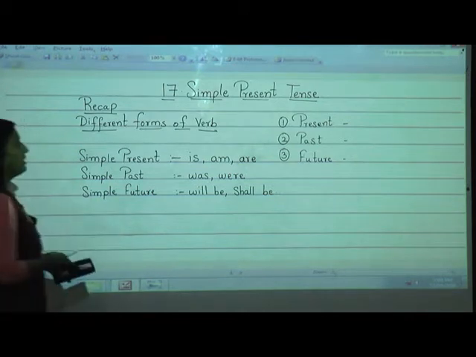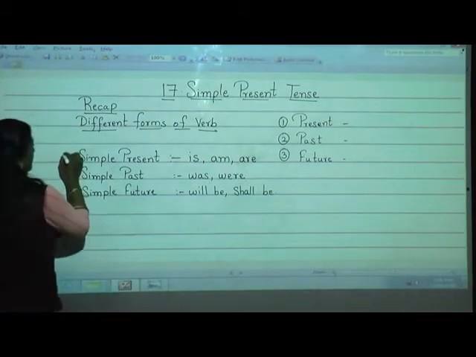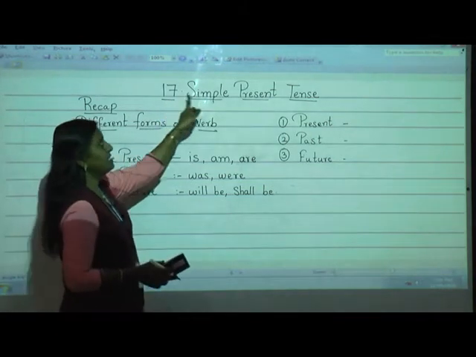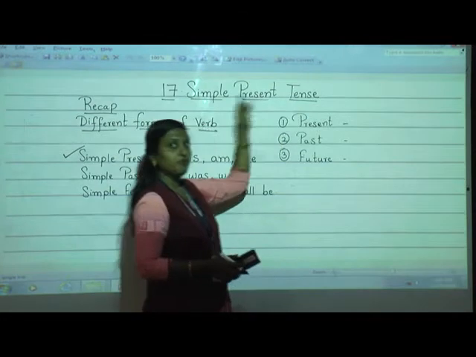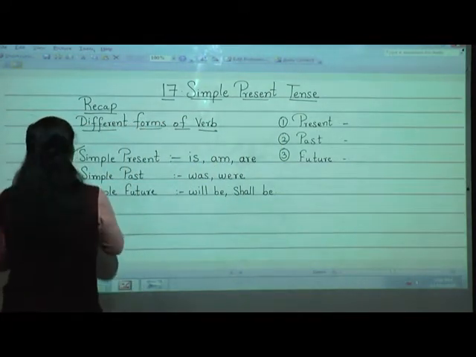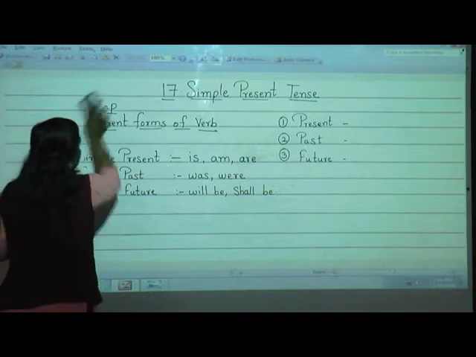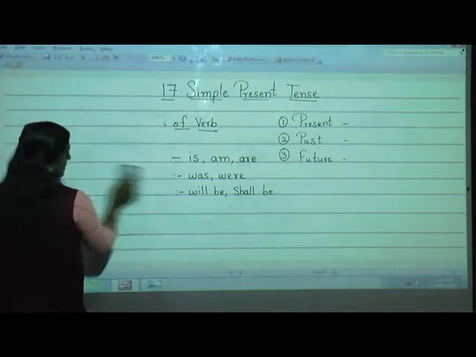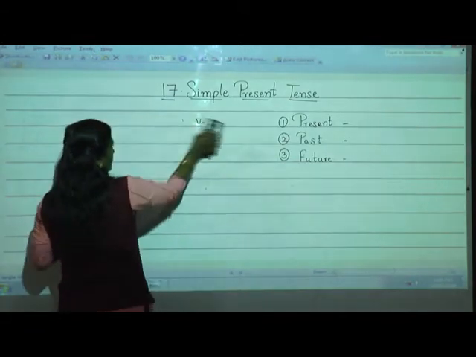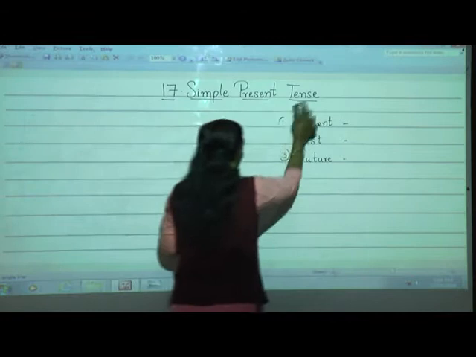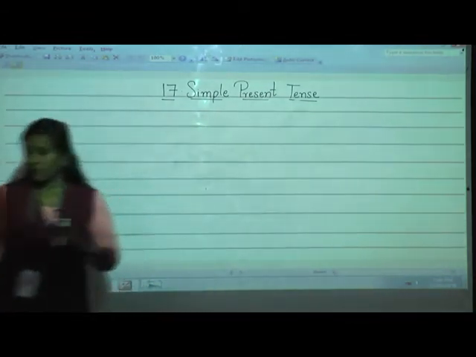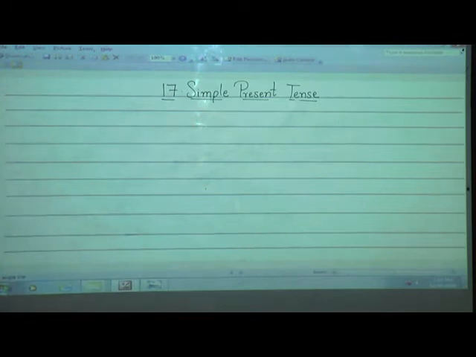So today what are we going to see? We are going to see lesson number 17, simple present tense. That was only an introduction in lesson number 16. In this lesson number 17, we are going to see in detail what is there in simple present tense. So are you ready, students? Okay. So what you have to do is open your grammar book, page number 53.